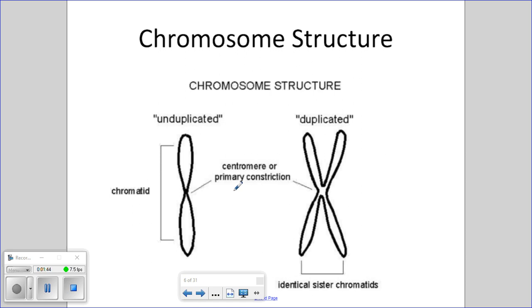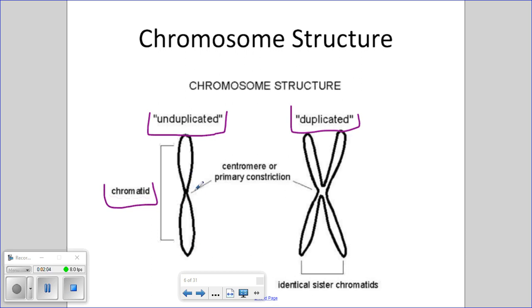So looking at chromosome structure, there are 2 forms of chromosomes. They're unduplicated and duplicated, or replicated. Unduplicated chromosomes would just be referred to as a chromatid. And this is unreplicated DNA.